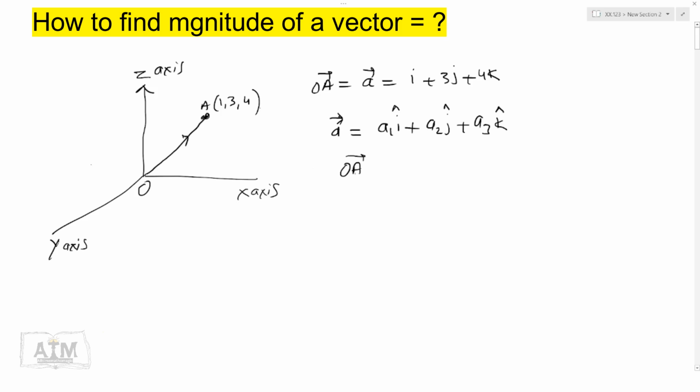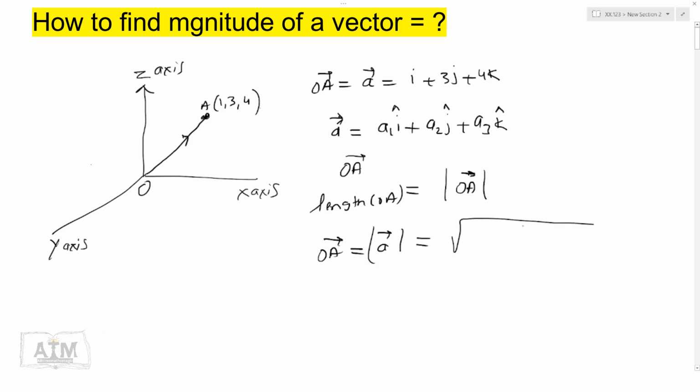The length of OA is called the magnitude of vector OA, and it is written inside two vertical lines. These two vertical lines denote the magnitude. So the length of vector OA equals the magnitude of vector OA, which is the magnitude of vector A, and it is given by the formula: under root of A1 square plus A2 square plus A3 square.